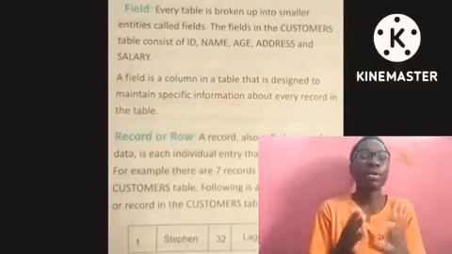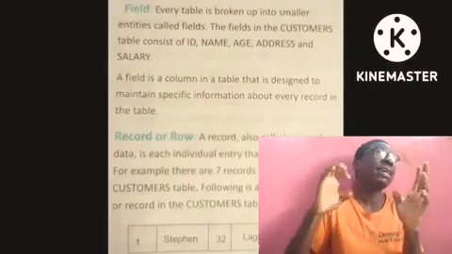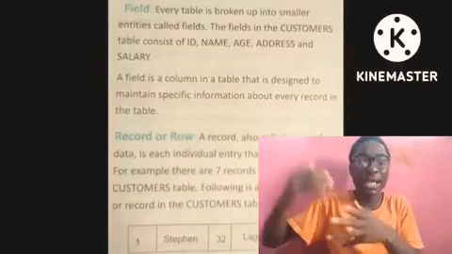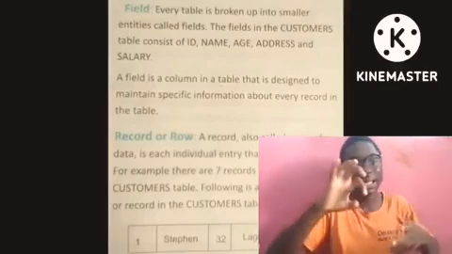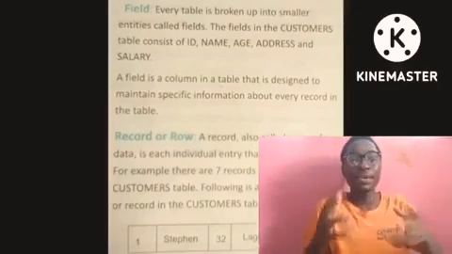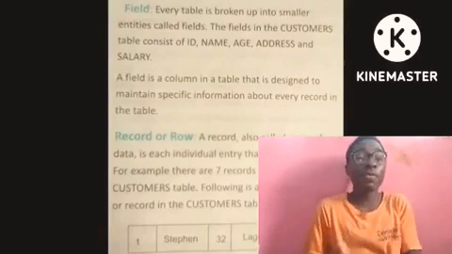Now, we also have the records or rows, and these records are independent, kind of like separate instances. They are instances of the entity. Now, the entity is your table, and this table has instances, which are the records. These are individual entries that exist in a table. For example, there are 7 records in the above customers table.